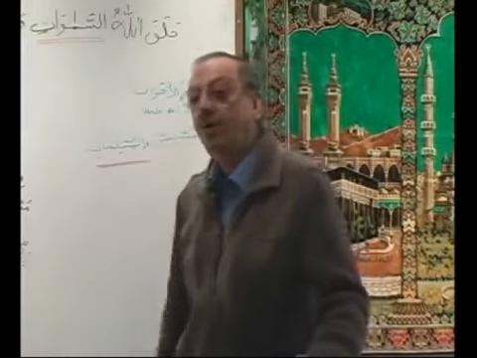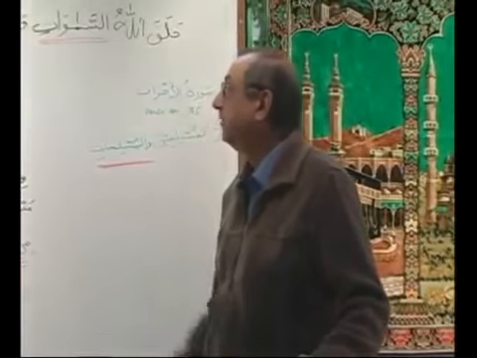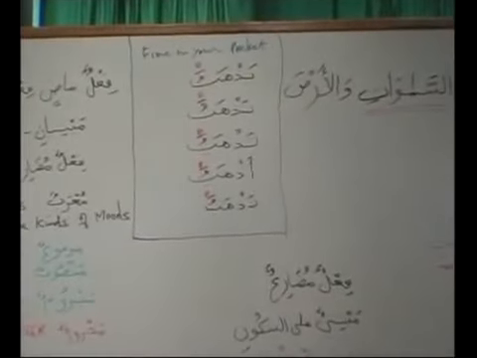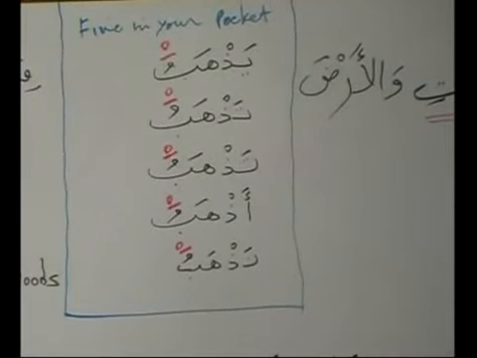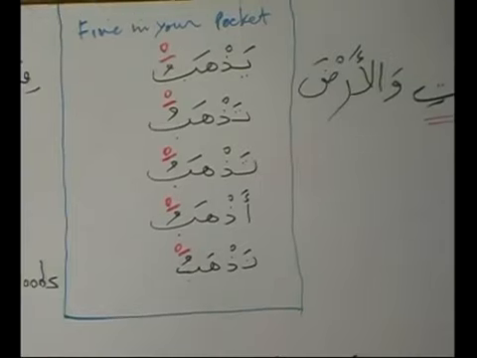Now, when it is 5 in your pocket, remember, brothers and sisters, you will see dhamma if it is marfu. You will see fatha when it is mansub. And you will see sukoon at the end when it is majzoom. So it's very easy. 5 in your pocket. But when it comes to noon comes and noon goes, then the sign of its being marfu is the presence of noon. With the presence of noon, it is marfu, and with the absence of noon, it is either mansub or majzoom. The sentence will tell us.